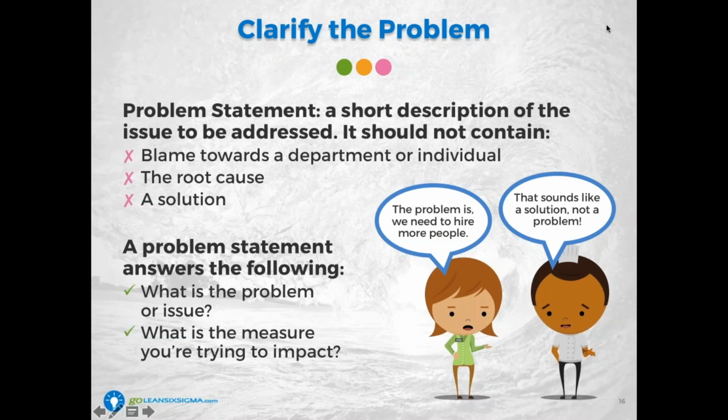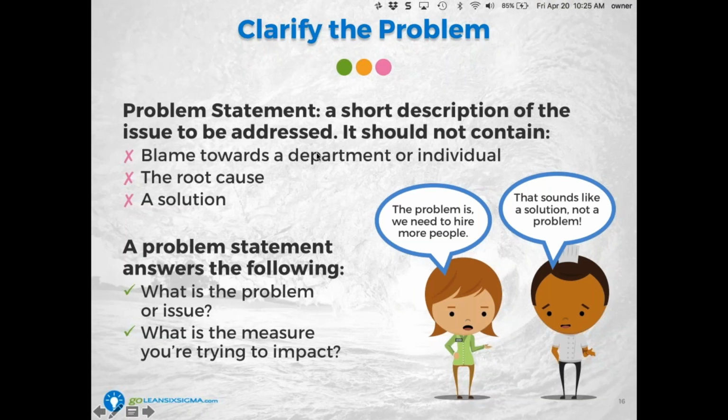I always try to get people to write out what is the problem. And even though I tell people don't blame anybody, you can't say the problem is the accounting department because they suck. That's not appropriate. And you don't want to have a root cause in here, because again, the whole point of this methodology is to really look and identify what the root cause is. You might have a theory of what the root cause is, and we'll show you where to put that, but it doesn't belong in the problem statement.